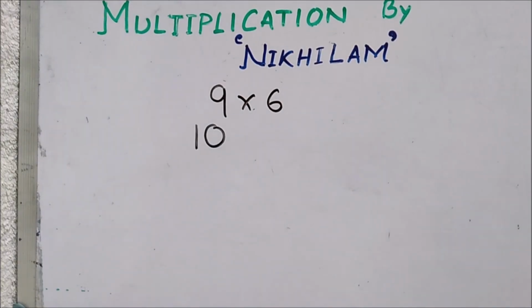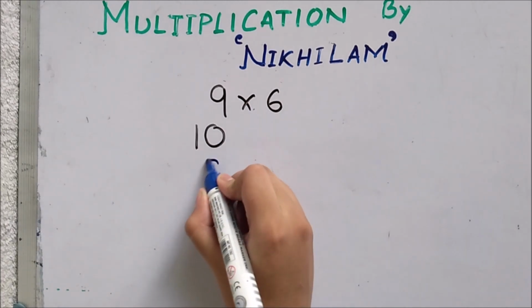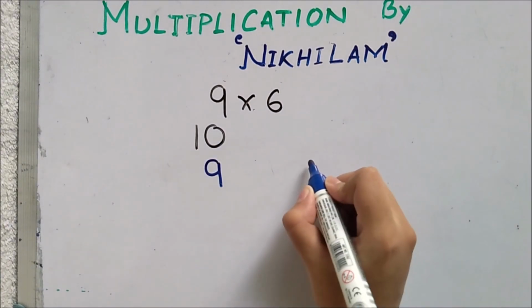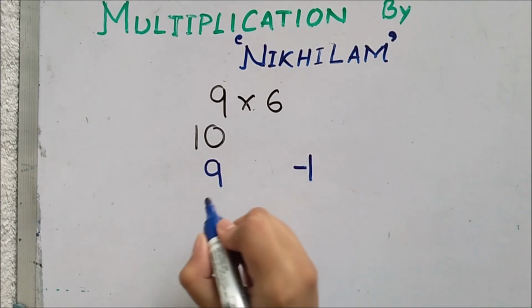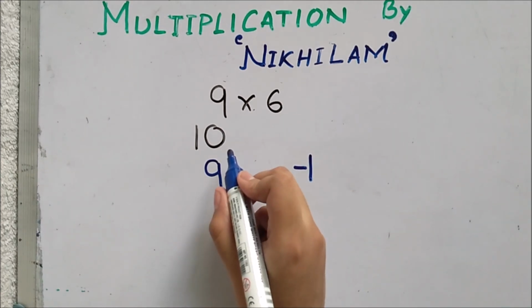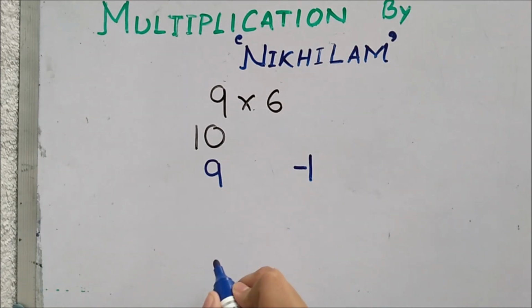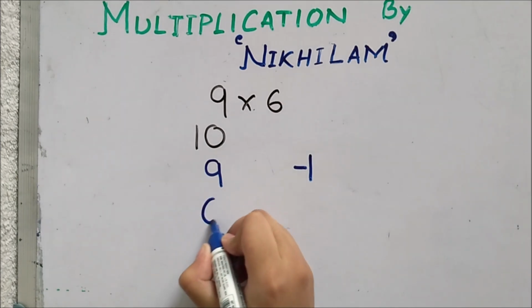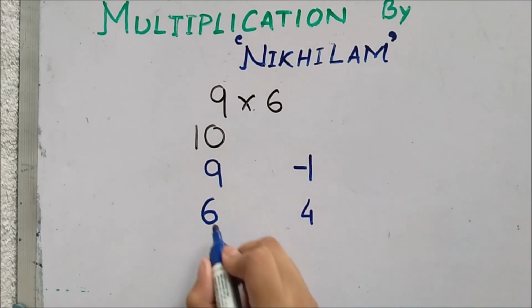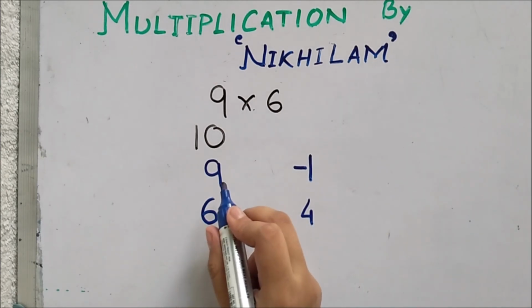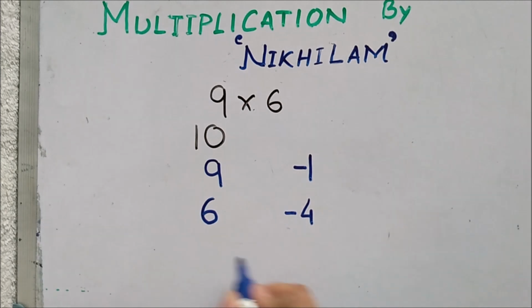Our first step will be, we will subtract 9 from 10, that is 1, but we will take it as negative since 9 is lesser than 10. And our second step will be, we will subtract 6 from 10, that is 4, and we also know that 6 is lesser than 10, that's why we will take this as negative.